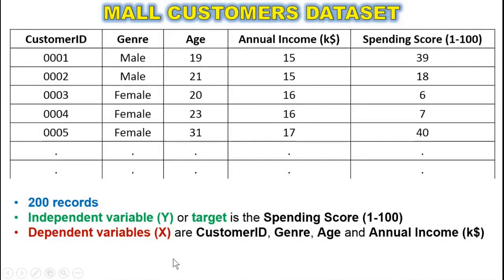The example dataset to identify the clusters or groups using k-means clustering is the mall customers data set. The mall customers data set consists of fields, namely customer ID, genre or gender, the age, the annual income in thousands of dollars, and the spending score rated from 1 to 100. The mall customers dataset has 200 records. The target variable y is the spending score, while the variables x are customer ID, genre, age, and annual income.